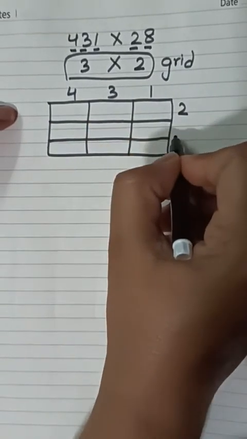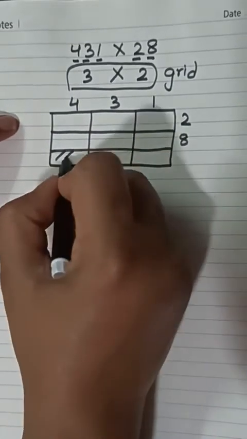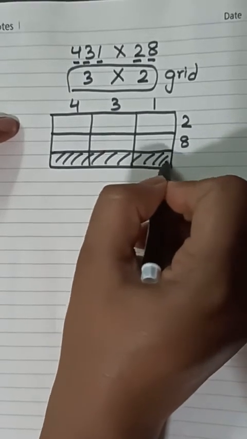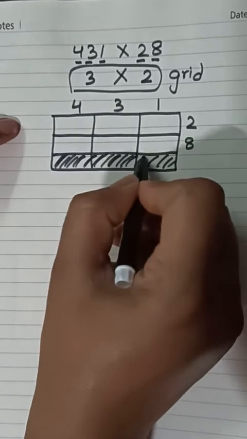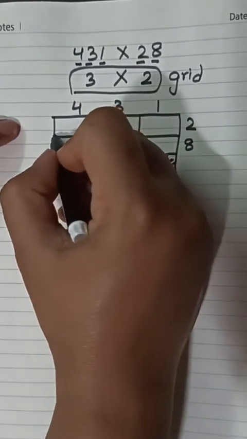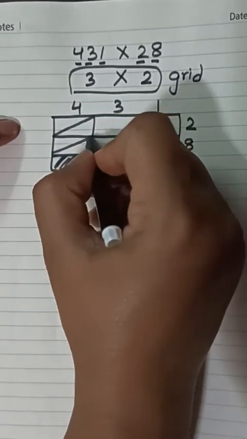Here 4, 3, 1 and this side only 2, 8. This one was not required. So this third row will be omitted. So now let's join the corners, draw the diagonals.